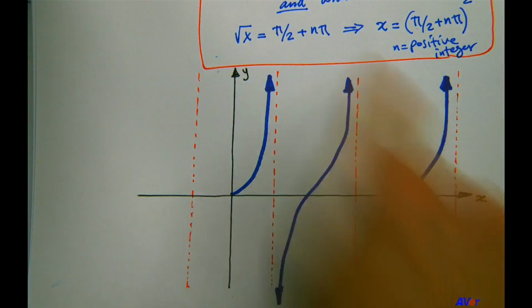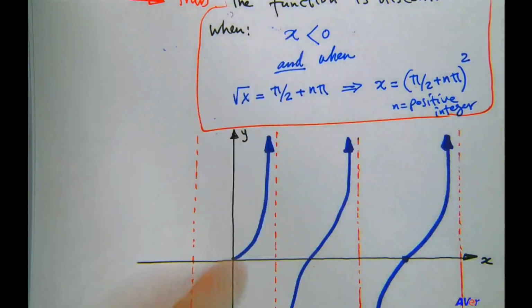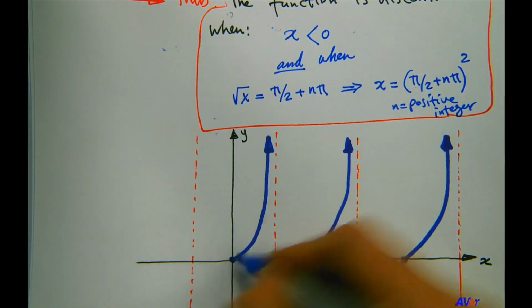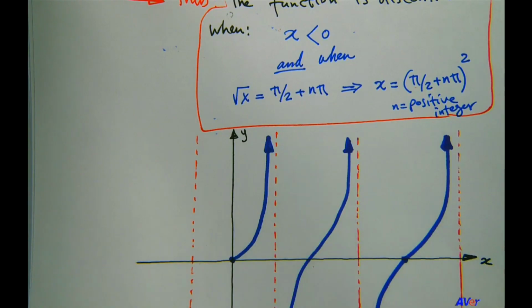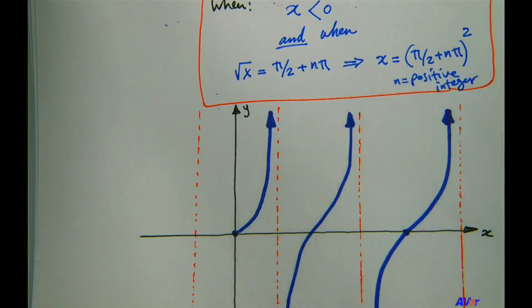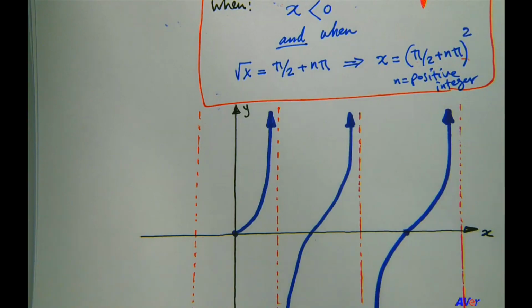Okay, so these are the points of discontinuity. When x is less than 0, there's discontinuity. We can't have anything below x equals 0, so the graph stops there. And then, of course, on the right side, wherever we have these, these are the discontinuities. Just remember, these are the discontinuities, which are these dashed red lines. Okay, like that.